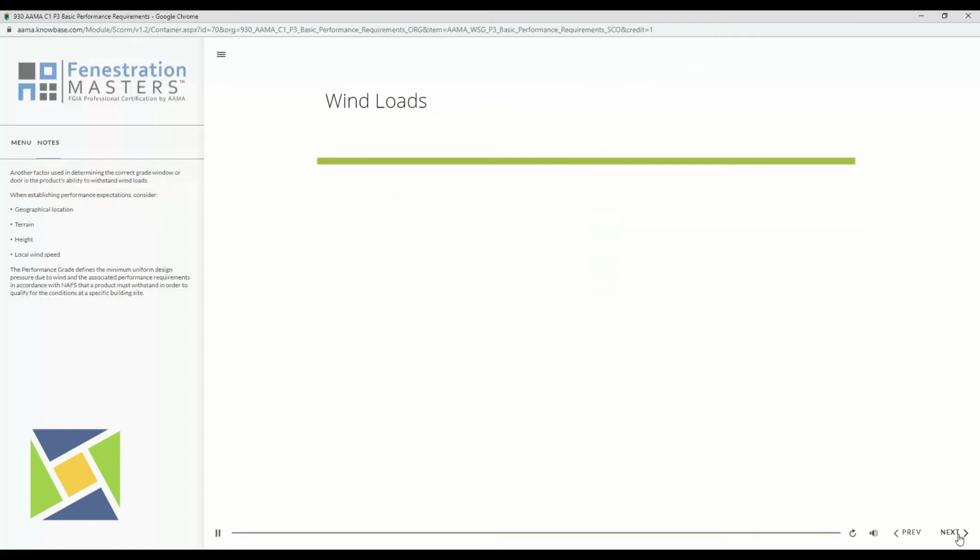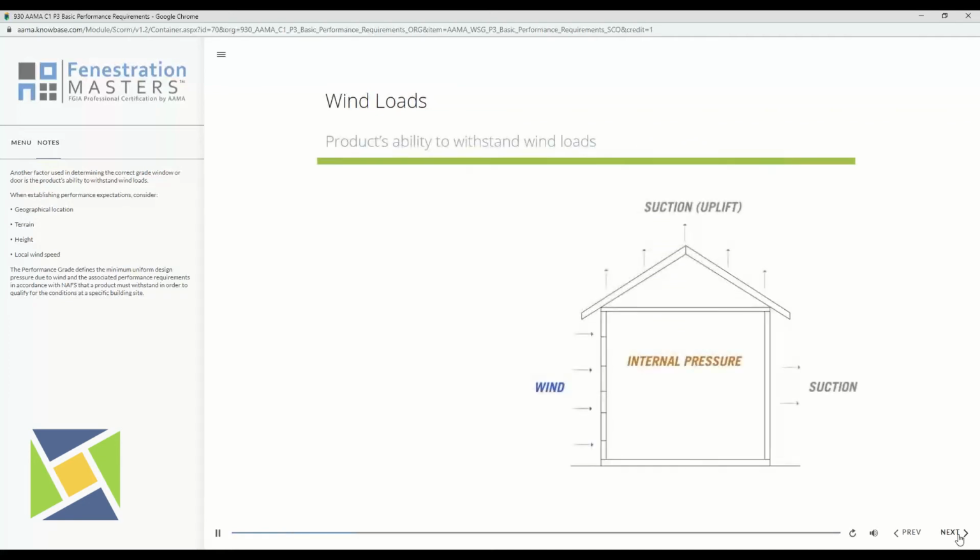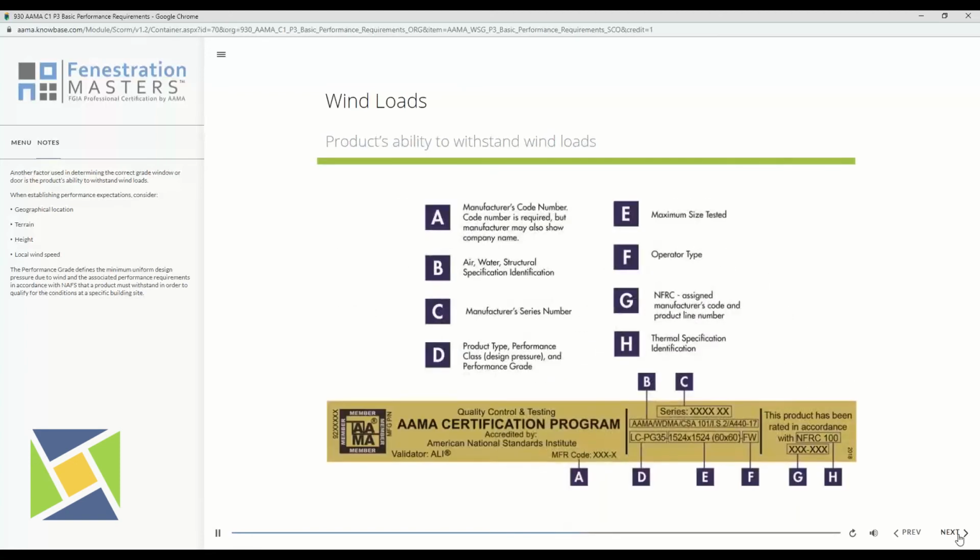Another factor used in determining the correct grade window or door is the product's ability to withstand wind loads. When establishing performance expectations, consider geographical location, terrain, height, and local wind speed. The performance grade defines the minimum uniform design pressure due to wind and the associated performance requirements in accordance with NAFS that a product must withstand in order to qualify for the conditions at a specific building site.